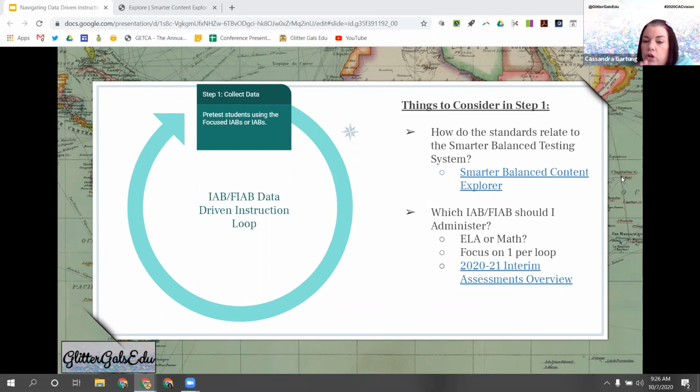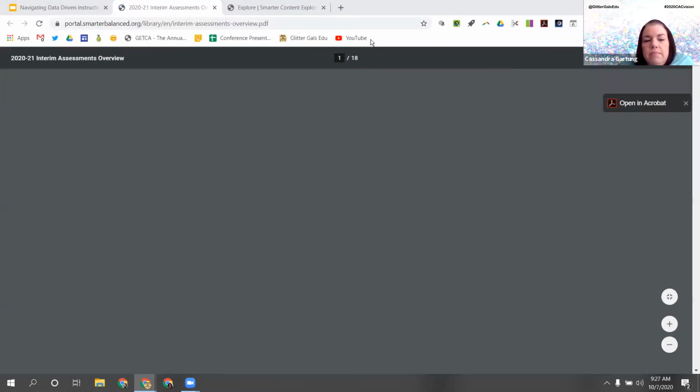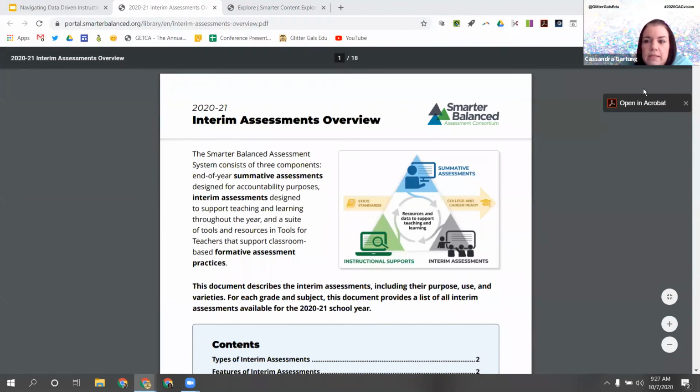And if you're not sure which one you want to hone in on, we've also got another great resource here, and I will link this in the chat. This is the interim assessment overview. It's a great PDF. They release it every year from Smarter Balanced.